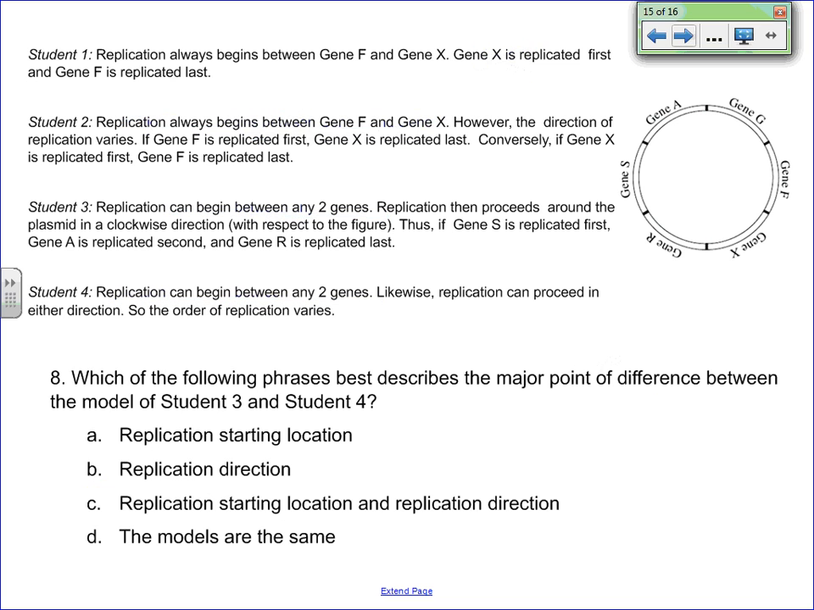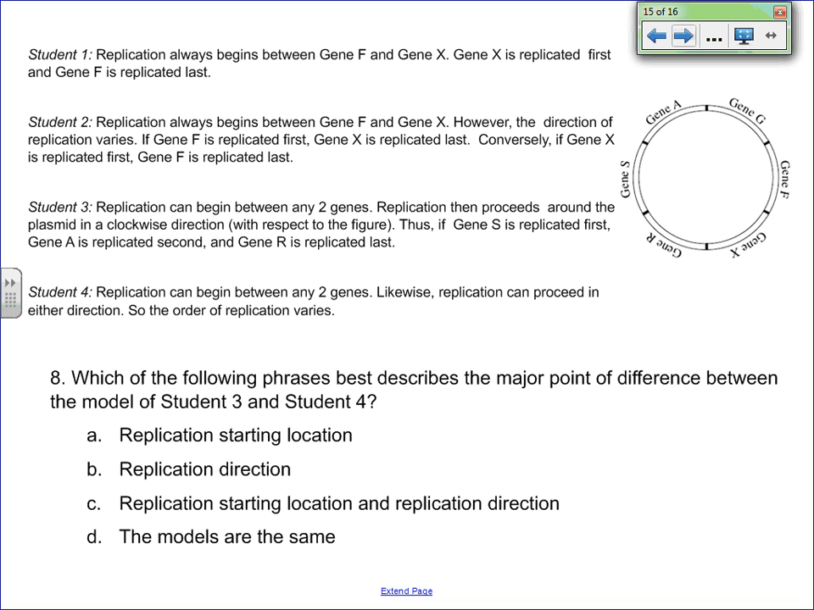Last but not least, number 8. Which of the following phrases best describes the major point of difference between the model of 3 and 4? What's the biggest difference between 3 and 4? Now, with that table, this question would be easy. But you don't have the table. So where do you look? I said it would be the replication direction.